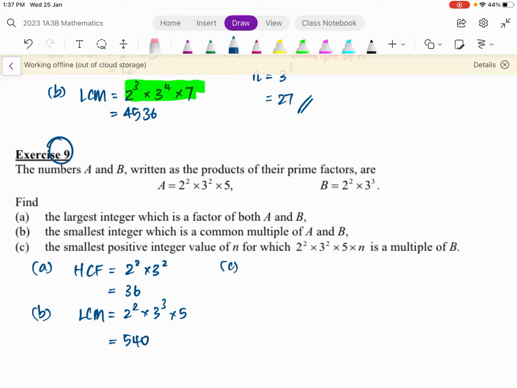540. And now we have another one of part C. Find the smallest positive integer value of n for which 2 square, 3 square, 5 times n is a multiple of b. Okay, so same question again. Does this look familiar? What is this actually? The yellow color portion. The yellow portion is just a, isn't it? But when I circle the whole thing with the times n, this is now a multiple of a. At the same time, it is a multiple of b. Then they want the smallest positive integer value of n. What are we looking for? LCM. Okay, now.